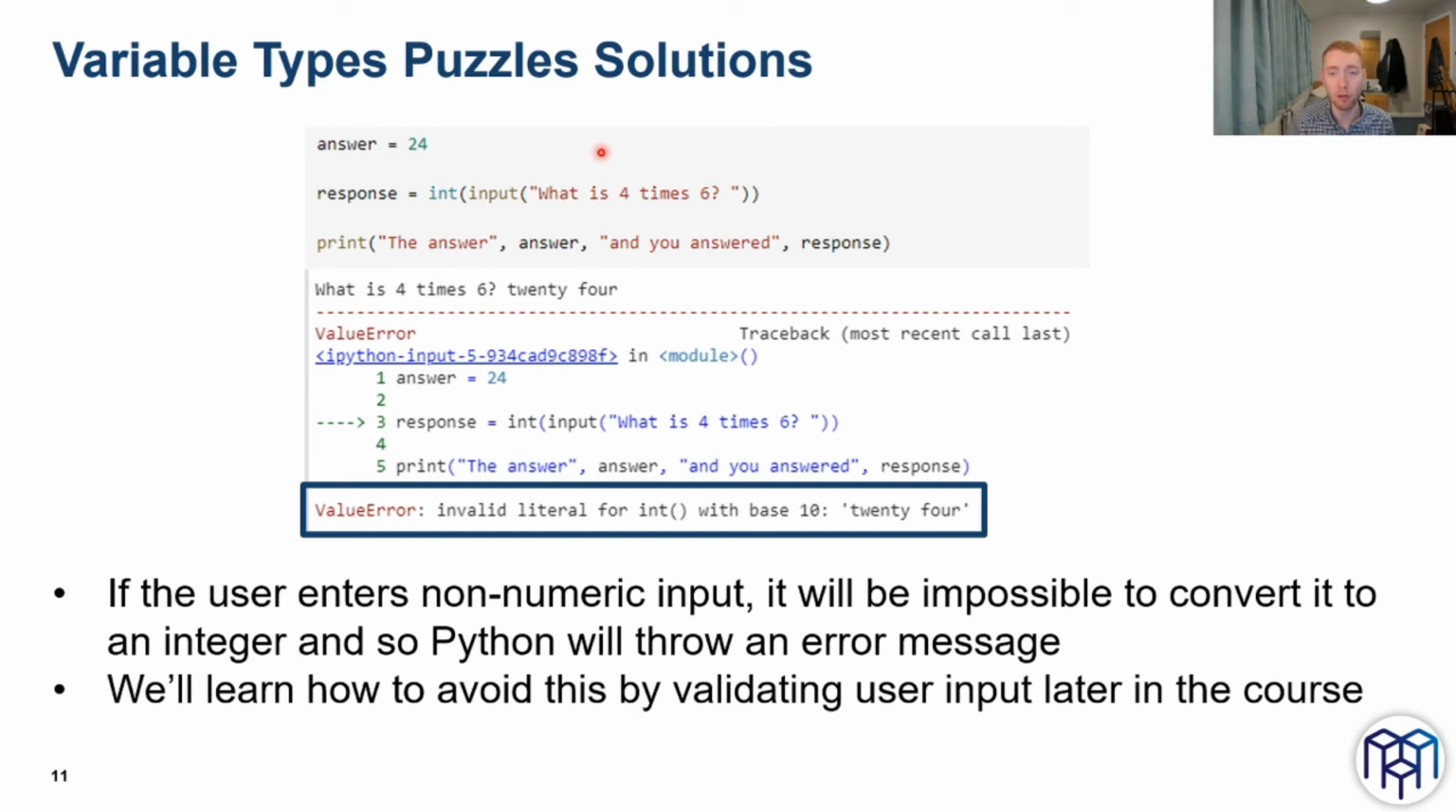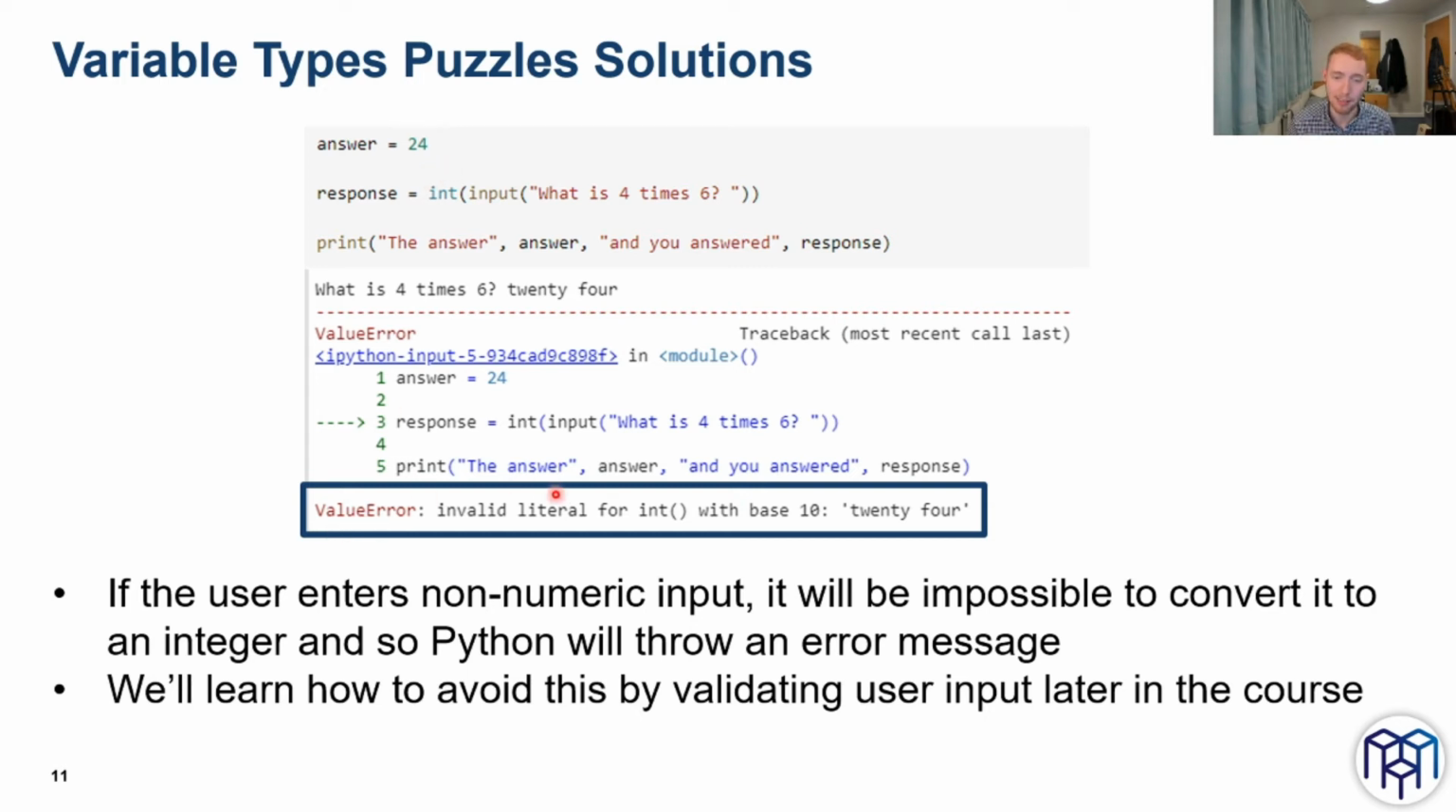So we ask them what is 4 times 6. If they were to answer the number 24, that would be fine. The return value would be the string 24, but when we put that into int, that will get converted to the integer 24 and we'll have the correct response, the integer 24. But if they answer with the words 24, when we go to try and convert that into an integer, it's going to fail because there's no integer version of the text 24.